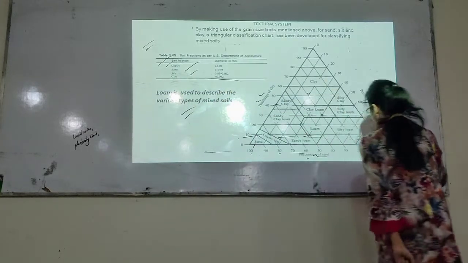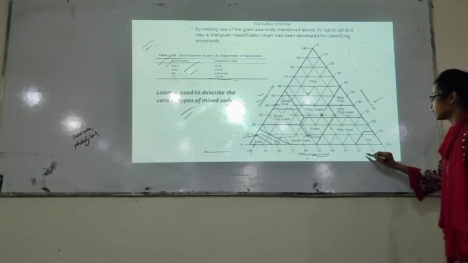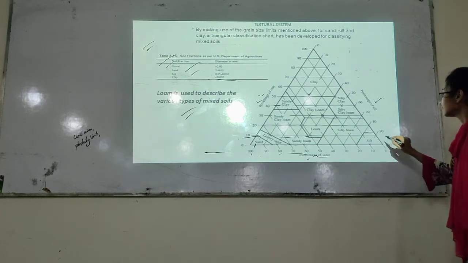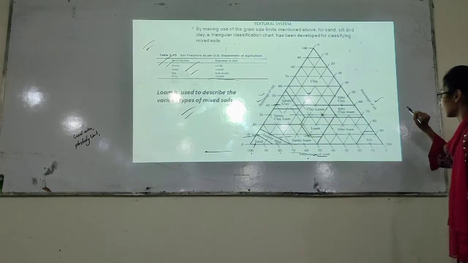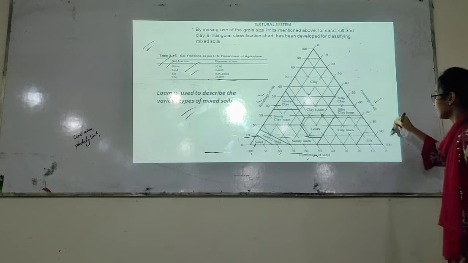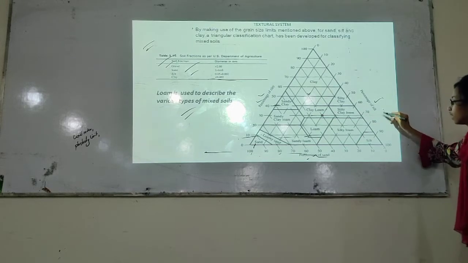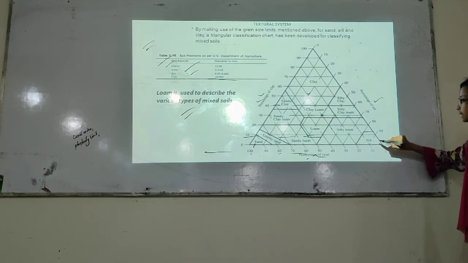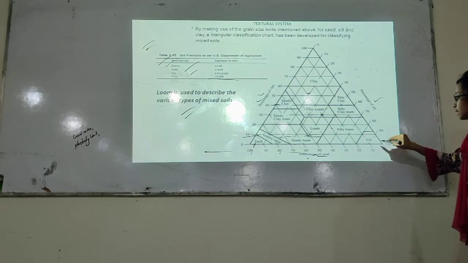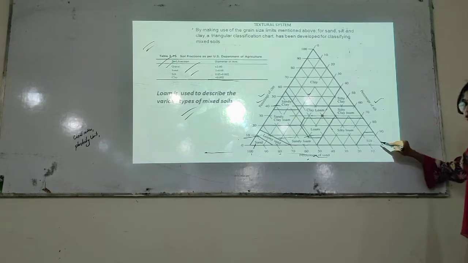Now come to this zone here: 0 to 20% for sand and 80 to 100% for silt. So the major constituent is silt. That's why we classify this zone as silt.